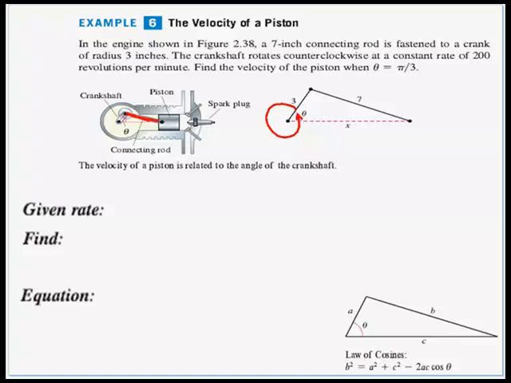So that angle is constantly changing, and it's going around at 200 revolutions per minute. We want to find the velocity of the piston. How fast is the piston moving, and in which direction, when that angle is 1/3 pi radians?